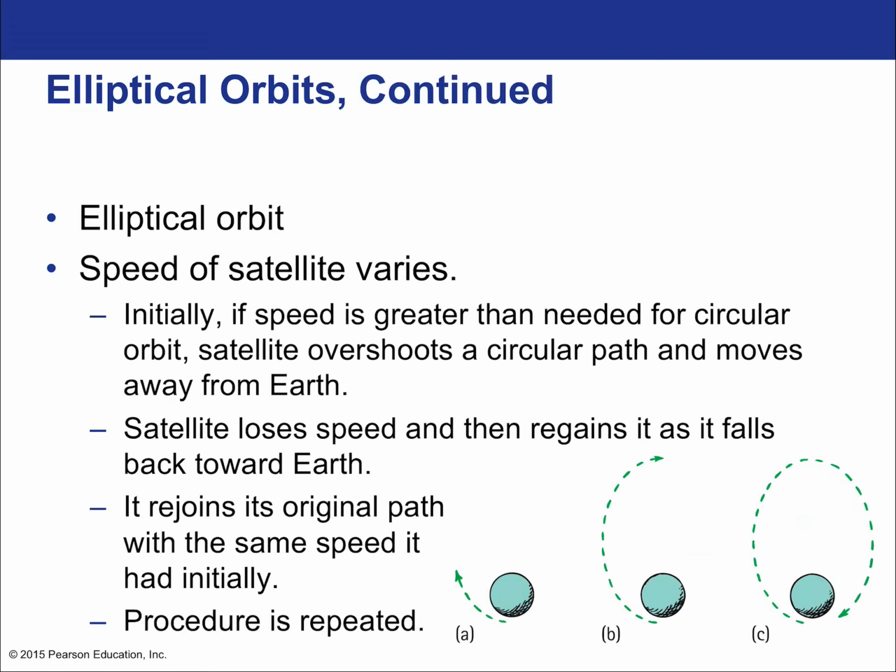Initially, if the speed is greater than needed for a circular orbit, the satellite overshoots the circular path and moves away from Earth. Okay? So here's that case of it moving away from Earth, going way over there. The satellite loses speed as it does that, and then it starts to fall back towards Earth. It rejoins its original path with the same speed it had initially, and that procedure is repeated. Because again, there's no air resistance. There's symmetry between forces here.